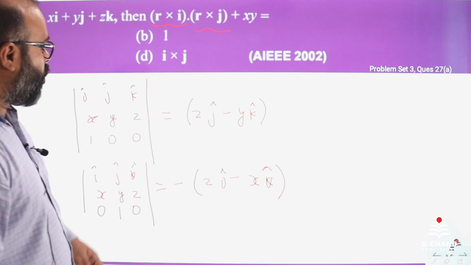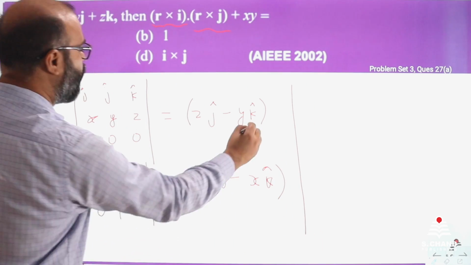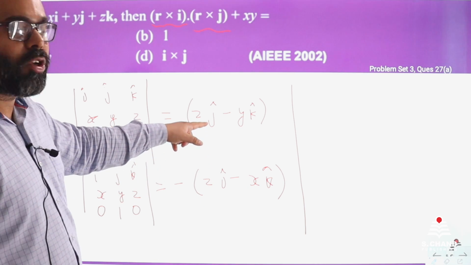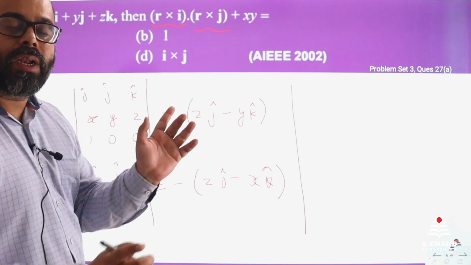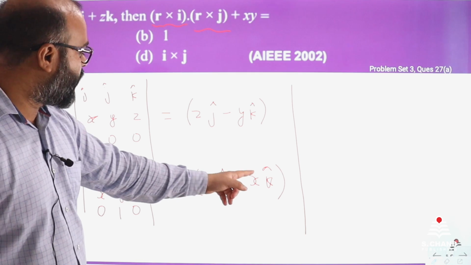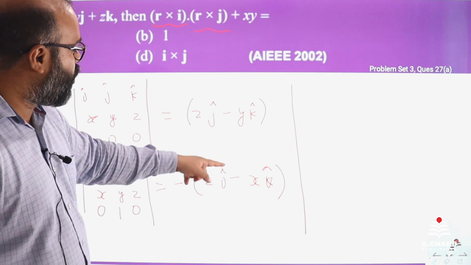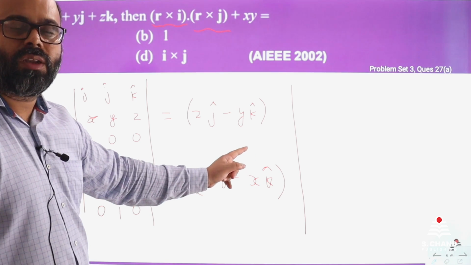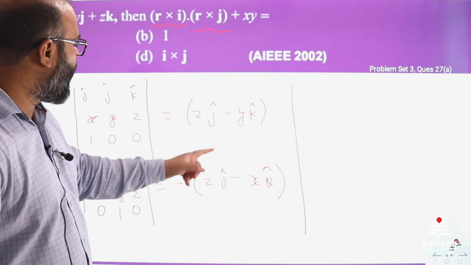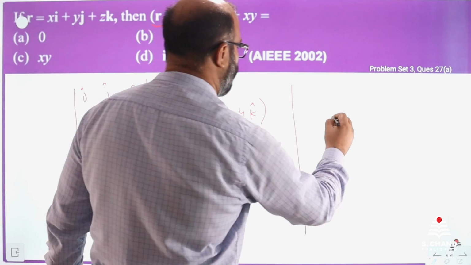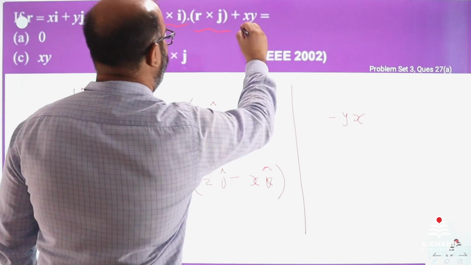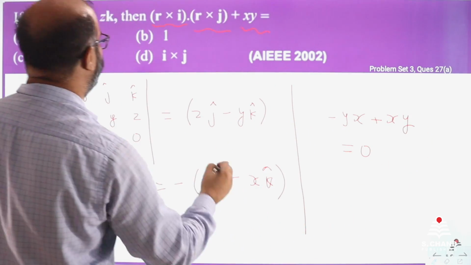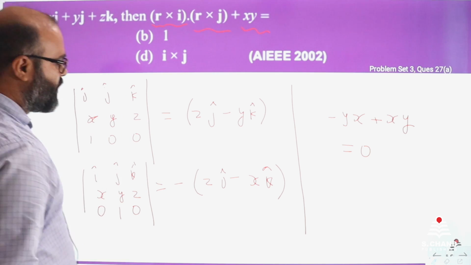And then we have to take the dot product. If we take the dot product of these two, J dot I will be 0 because it is the dot product of two perpendicular vectors. J dot K will be 0 and K dot I will be 0, whereas K dot K will be 1 because cos 0 is equal to 1. So we have minus Y and this is plus X. So minus YX, and then we have plus XY, which will be equal to 0. So we can say that option A is the correct option.